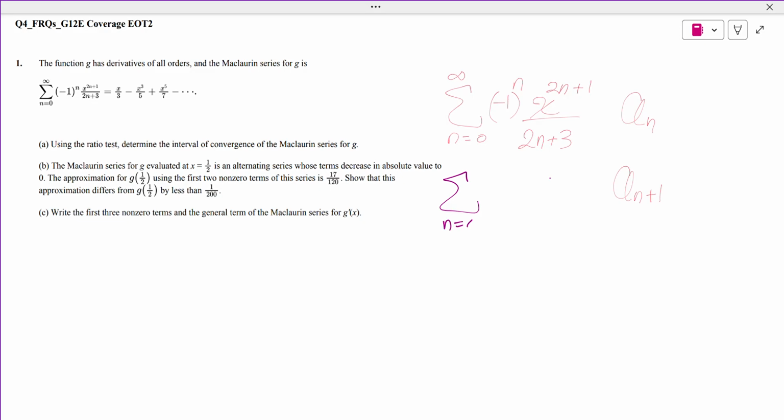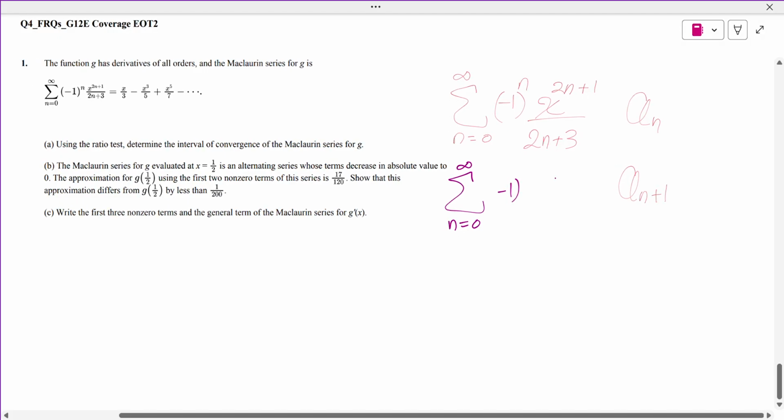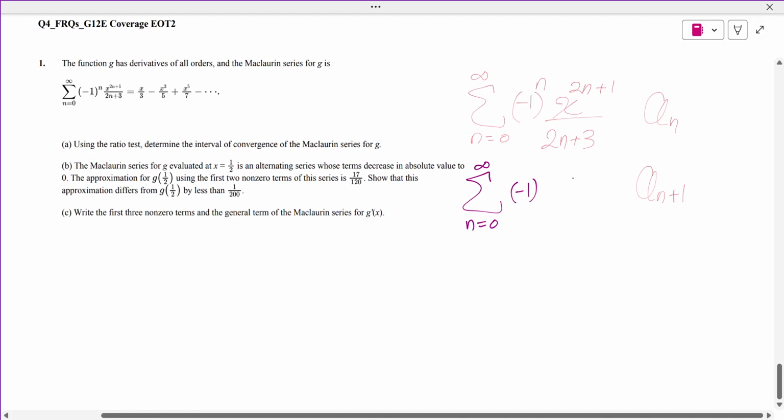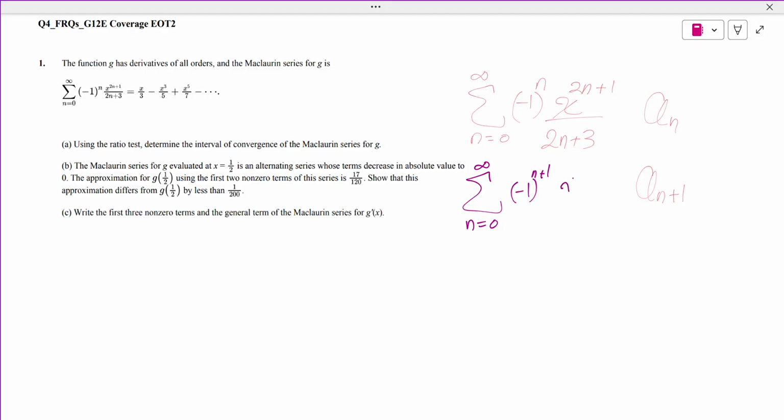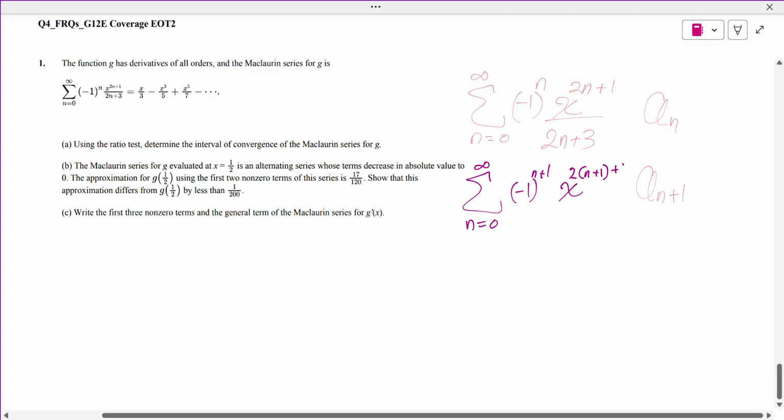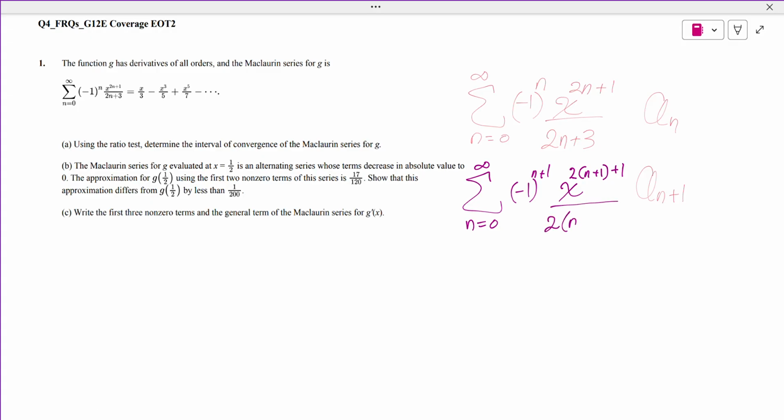The sum from n equals 0 to infinity of negative 1 to the power of n plus 1, x to the power of 2 times (n plus 1) plus 1, all over 2 times (n plus 1) plus 3. We're adding 1 only to n, okay? This is a_n and this is a_(n+1), right?